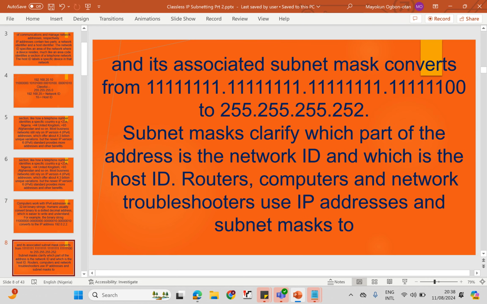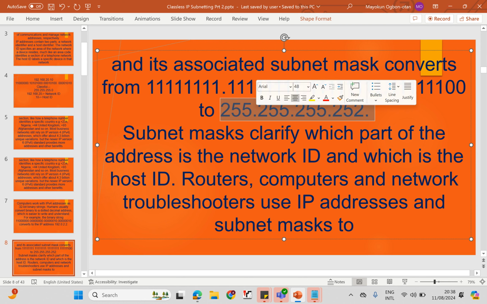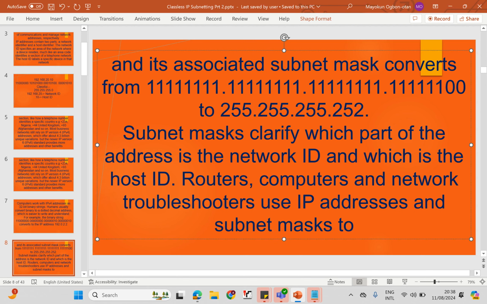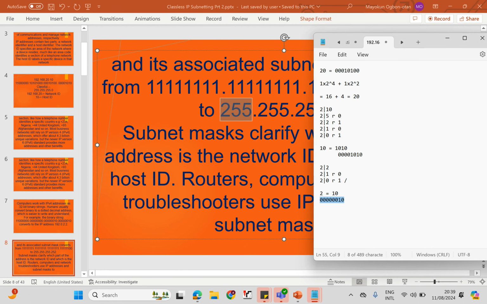And its associated subnet mask converts from, now look at this subnet mask. This is /30 subnet mask. /30 is 255.255.255.252. When you see everything is 1 all through, it is 255. If we convert 255 to binary, what it will give us is this 11111 all through. Maybe we should try that so that we can understand what I am talking about, so that nothing should scare us when we see an IP address.